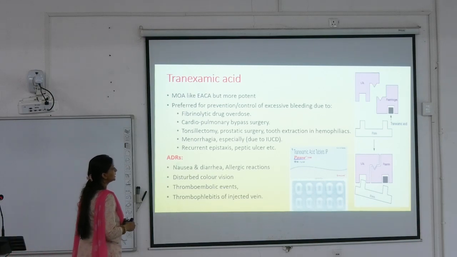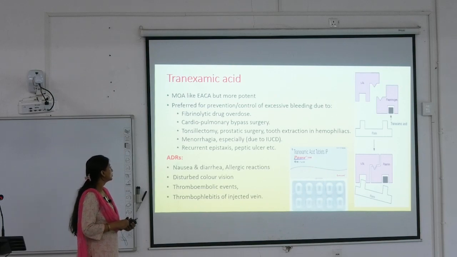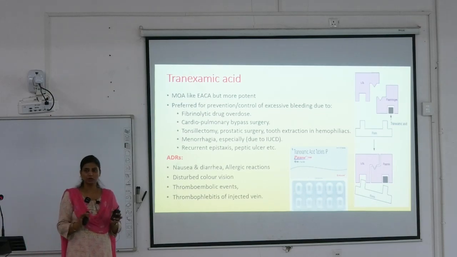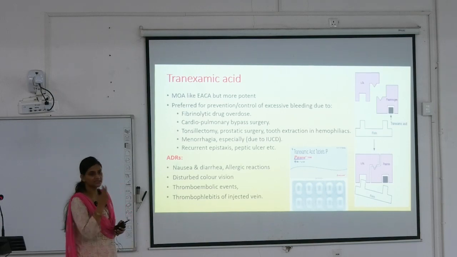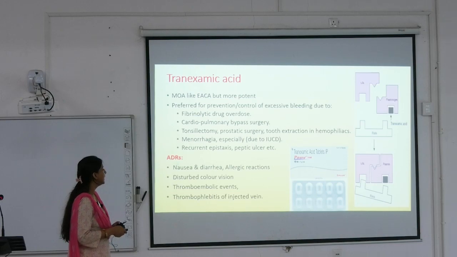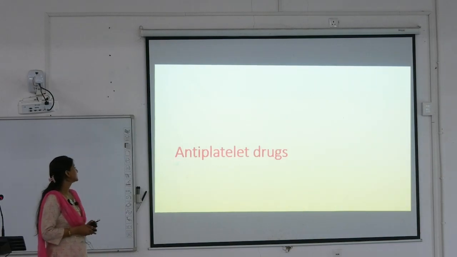In prostate surgery, tooth extraction, in the case of hemophiliac, and if any patient has menorrhagia, it is also given, because there is excess bleeding, you have to stop that. So in case of menorrhagia also, recurrent epistaxis, nose bleeding, vessels are bleeding, and also in case of peptic ulcer, you give tranexamic acid.